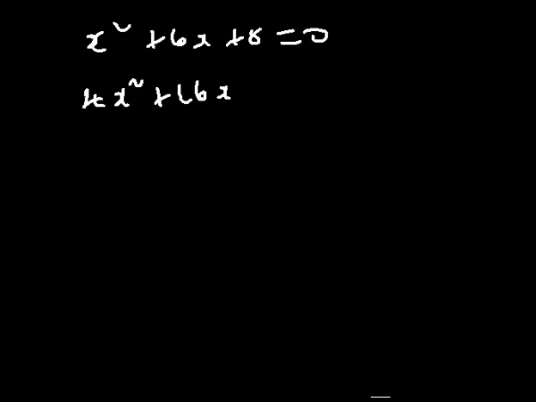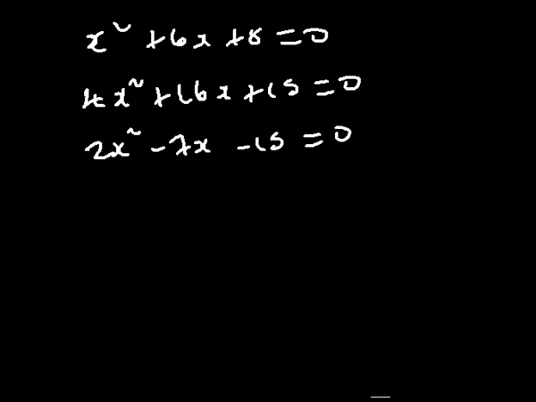Let's say if we have to solve the following, say we have x squared plus 6x plus 8 is equal to 0. So for that one, use the factor method, and let's say 4x squared plus 16x and let's say plus 15 is equal to 0. And also try that one, let's say 2x squared minus 7x minus 15. Try to solve for that one as well.